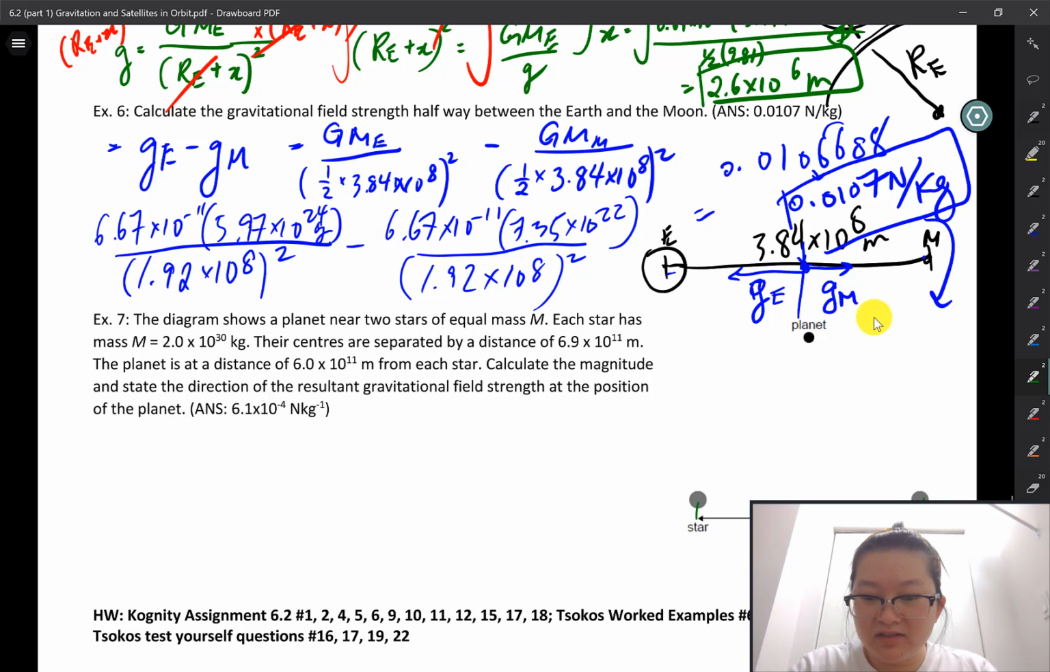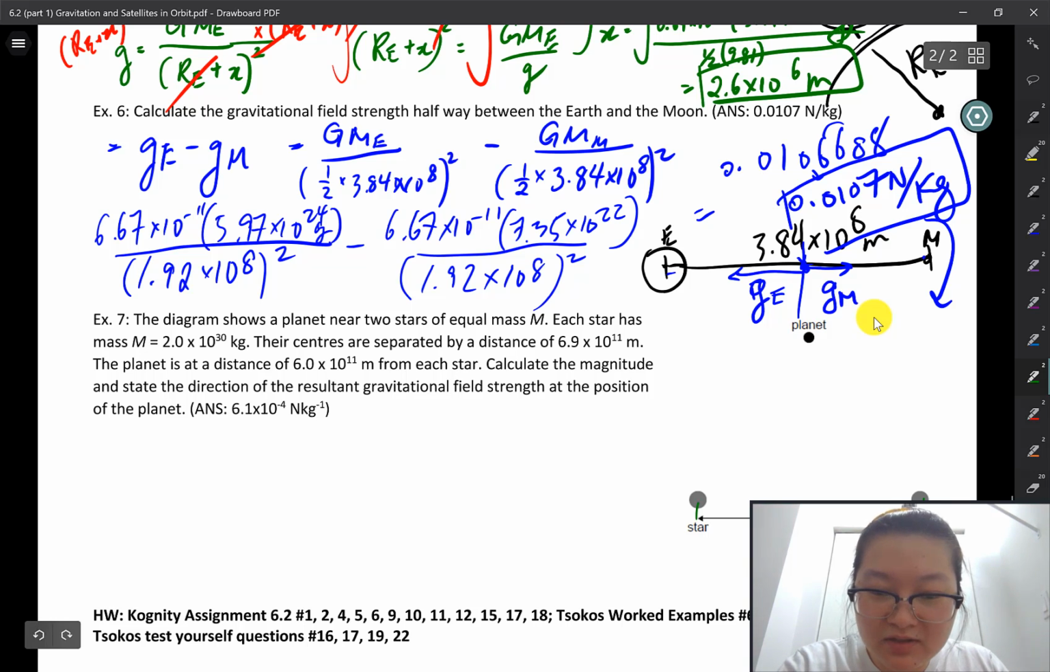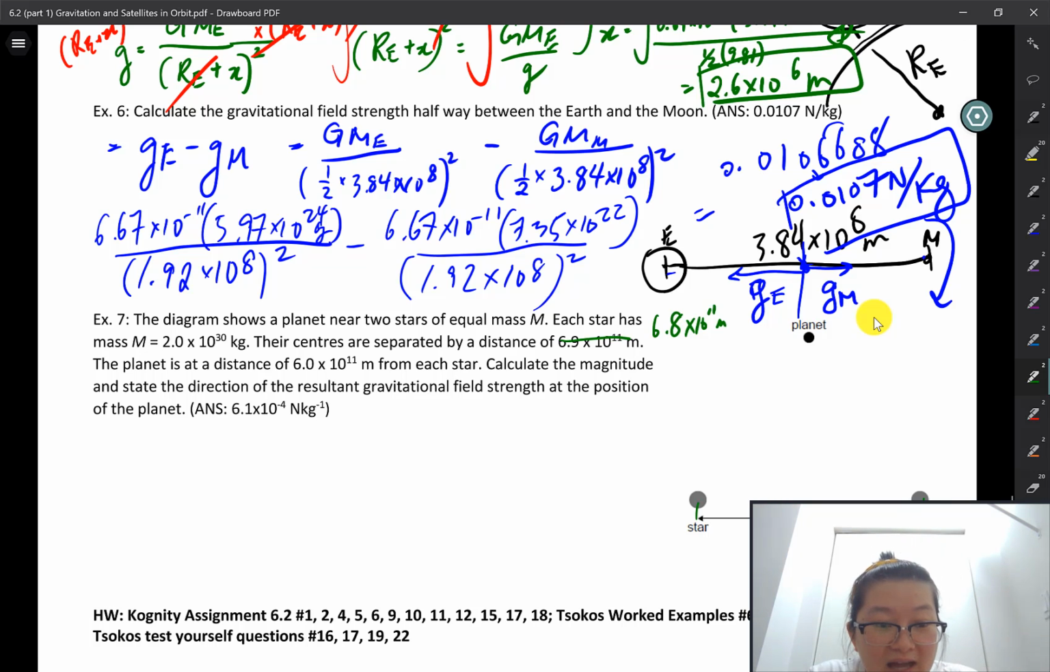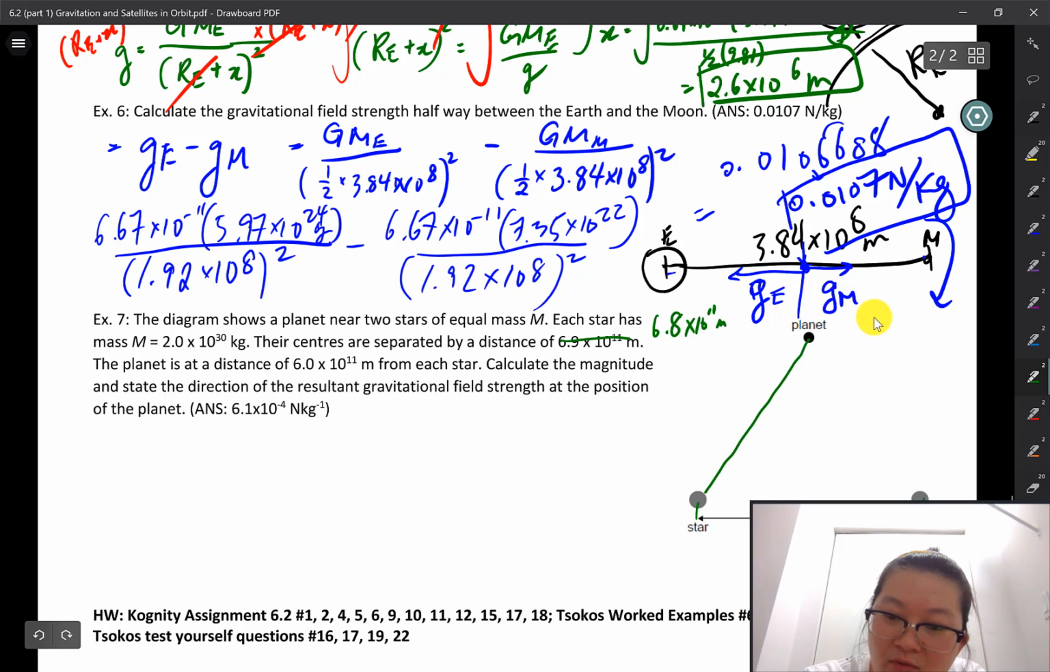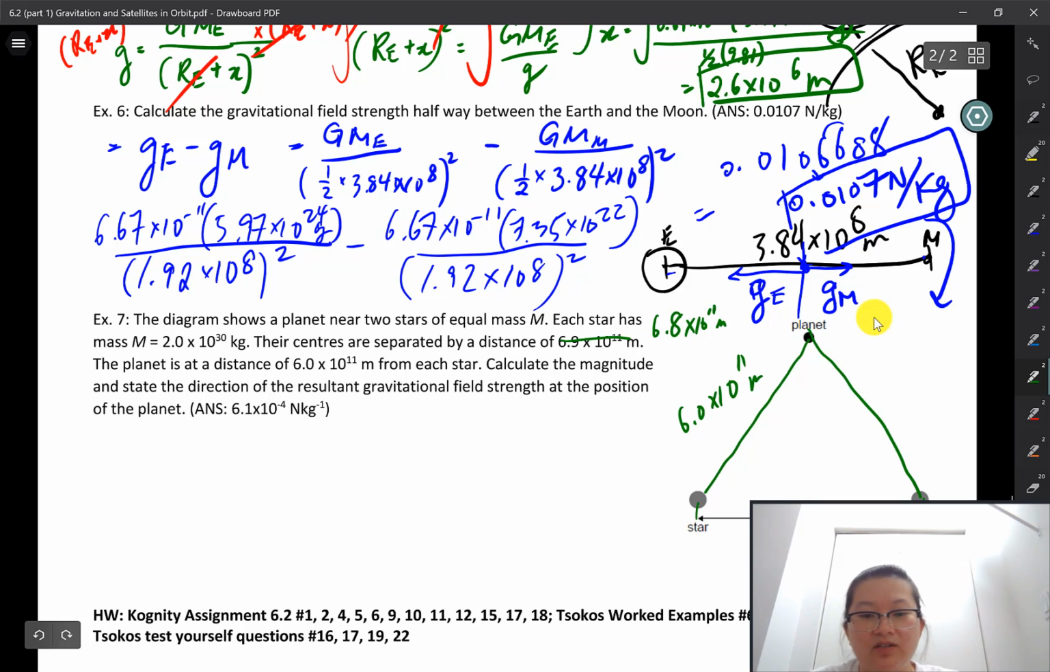The number here does not match the number up here. So I'm going to assume it's supposed to say 6.8 times 10 to the power of 11 meters, based on the diagram. The planet is at a distance of 6 times 10 to the power 11 from each star. So it's kind of halfway in between both of them, and this is 6.0 times 10 to the power 11 meters from each star.